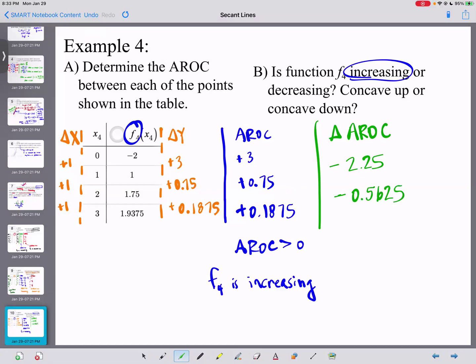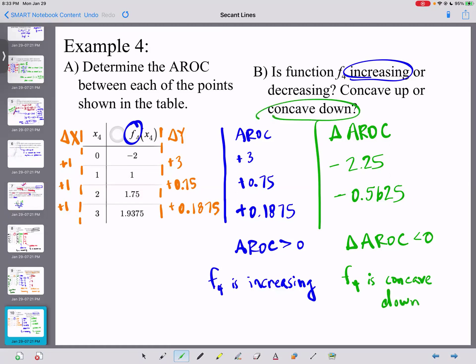So this time when we look, our delta AROC values are negative. So what does it mean if the change in the AROC, the delta AROC, the change in the average rate of change, is less than 0? What can we conclude about the function? Concave down. Very good. Concave down.